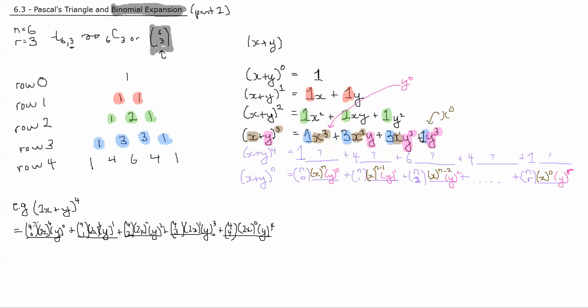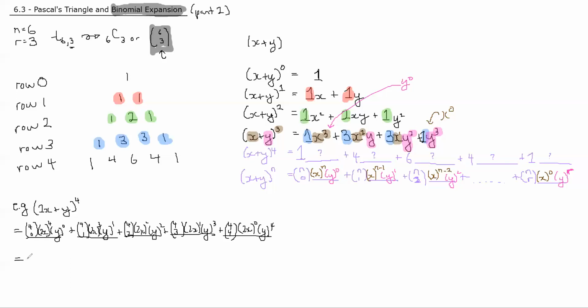Simple as that. 4 choose 0, 4 choose 1, 4 choose 2, 4 choose 3, 4 choose 4, Pascal's triangle. Next, 2x, counting down from 4. Y, counting up from 0. The rest is all calculator work.